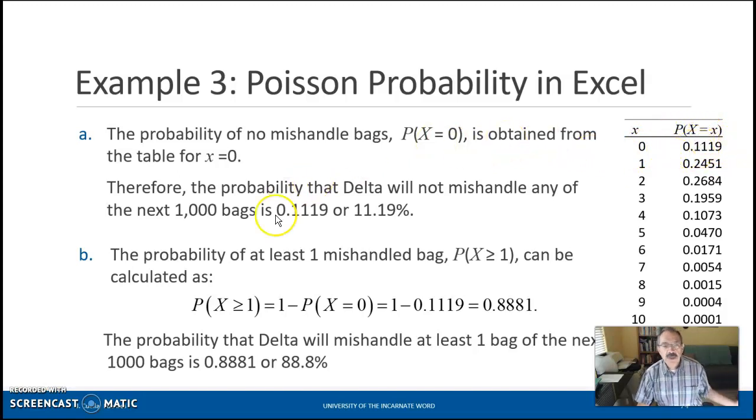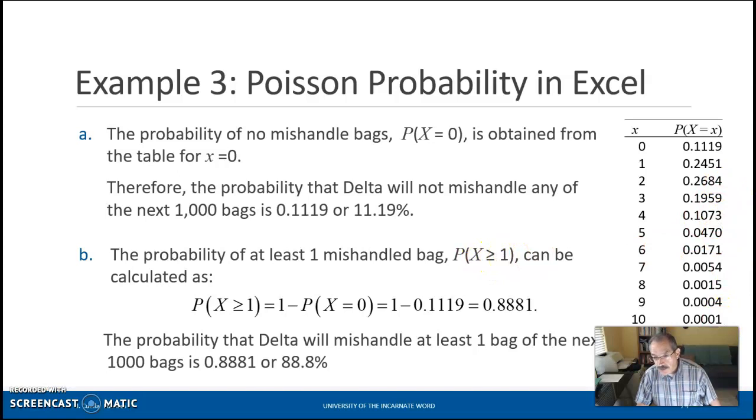So the answer is the probability that Delta will not mishandle any bags for the next 1,000 passengers will be 0.1119 or 11.19%. In the next question, it says what is the probability of at least 1 mishandled bag? That means the probability x is larger than or equal to 1.